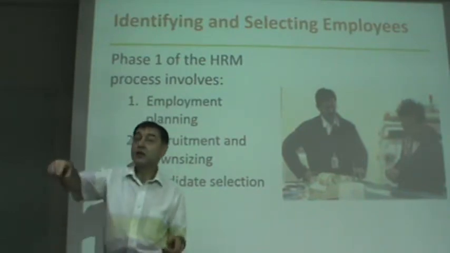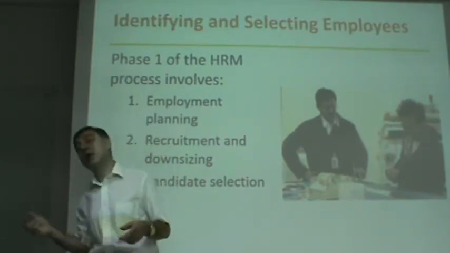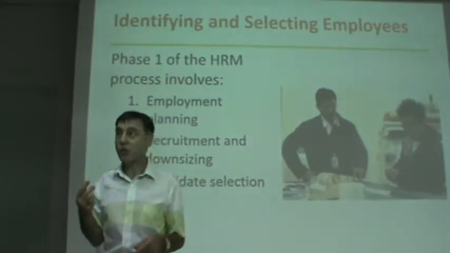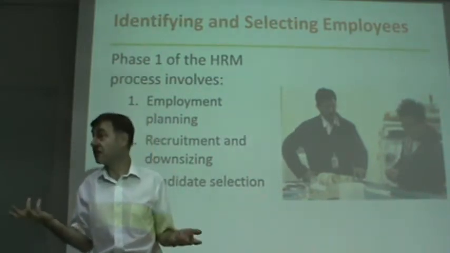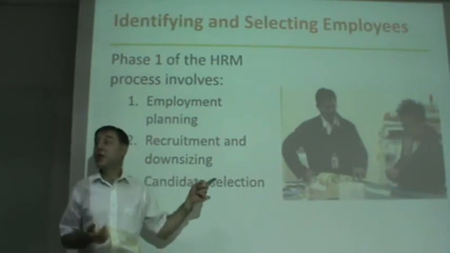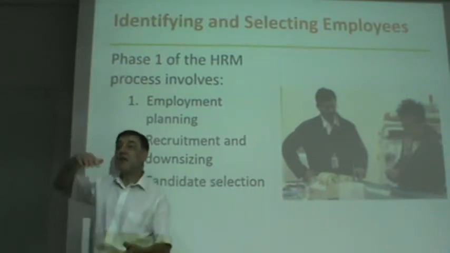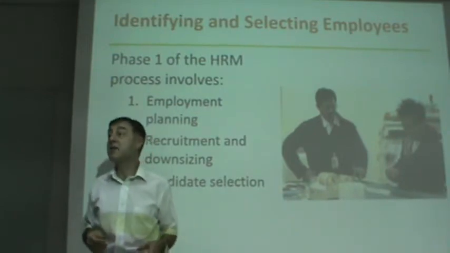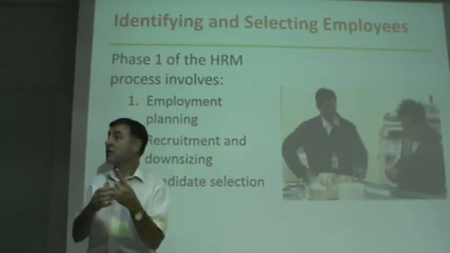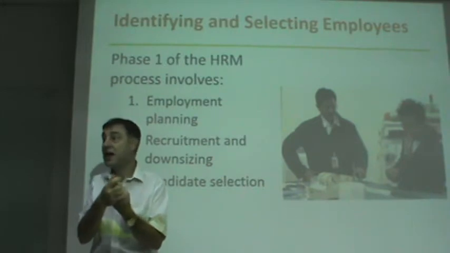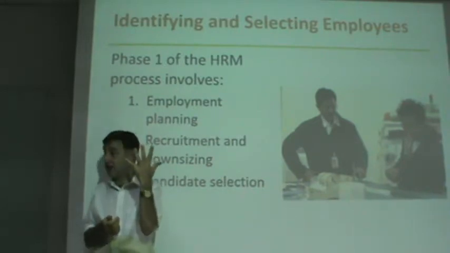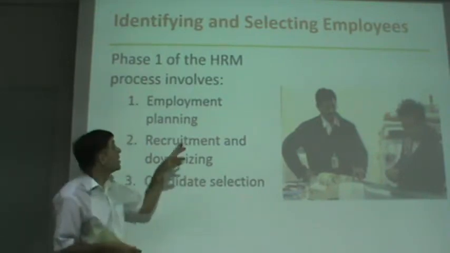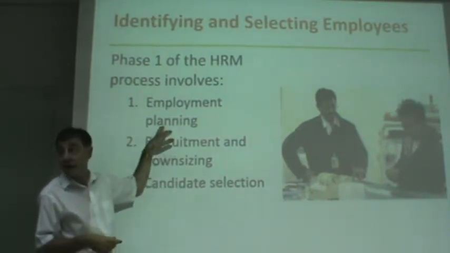If you have 12 tables, for 12 tables, maybe you need two waitresses, okay? One maybe not enough, okay? So you will have to identify if you have a big hotel with 50 rooms, maybe only one or two ladies cleaning the rooms, not enough. Maybe you need five, okay, who will be cleaning the rooms. So number one, you need to do planning, okay?